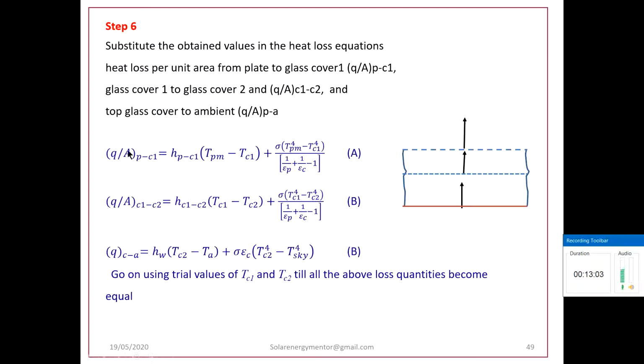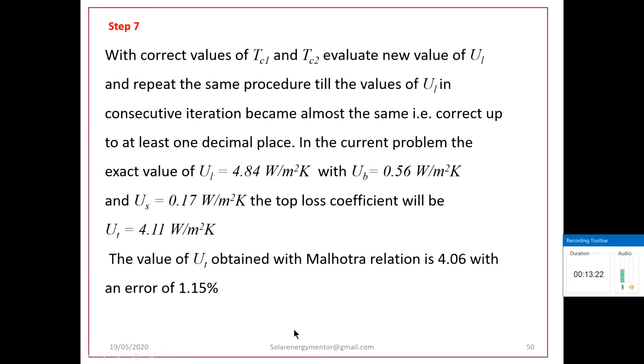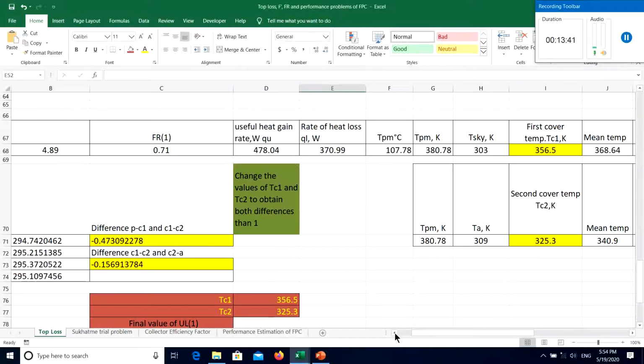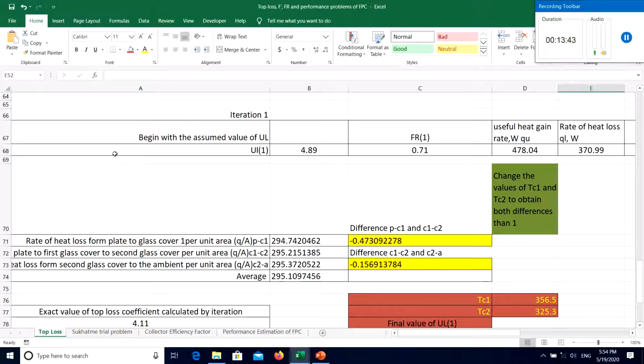Now we get 3 values of heat losses. These 3 values may be different. Now we have to adjust, we have to go on using the trial values of TC1 and TC2 till all the above loss quantities become equal. Okay, so I will demonstrate this with Excel. This is the process which we have discussed stepwise.